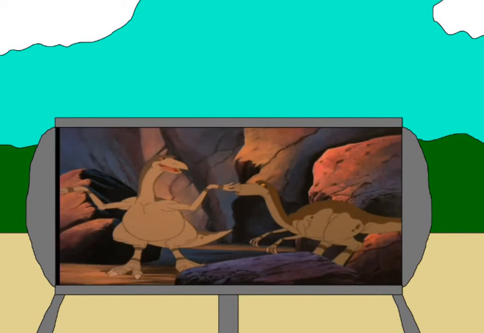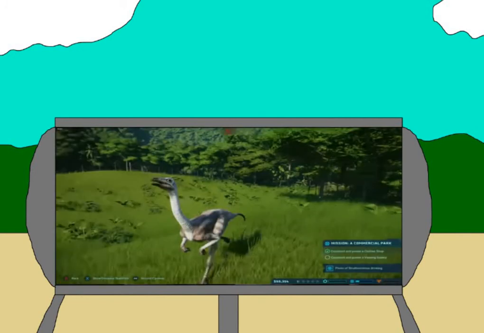Yes, I just said that right. Two dinosaurs have a rap number. And people wonder why I don't take this franchise seriously. And finally, Struthiomimus is the first animal you can get in Jurassic World Evolution.